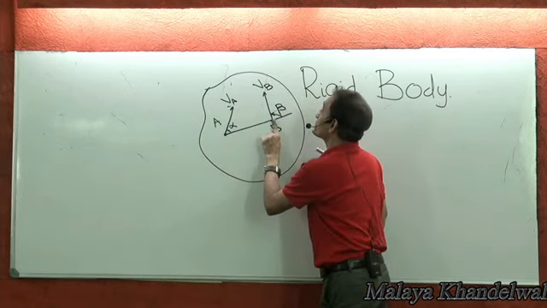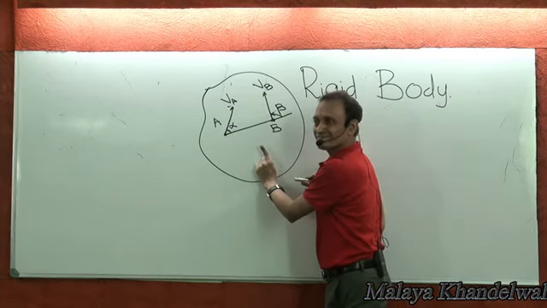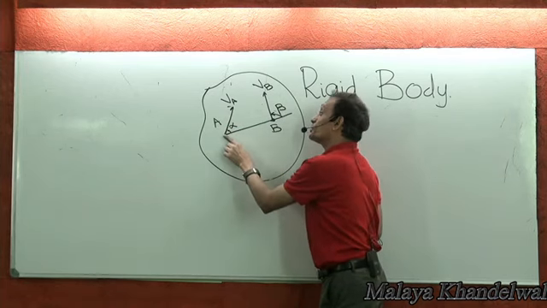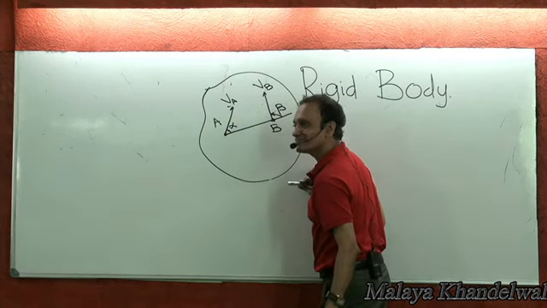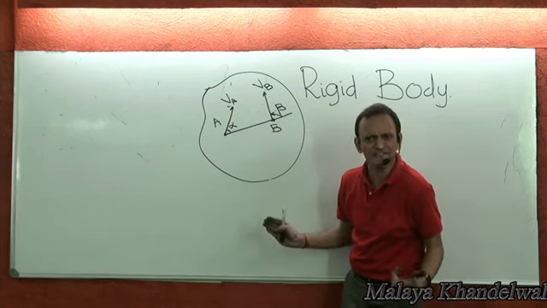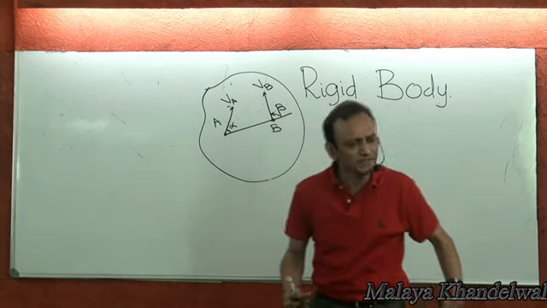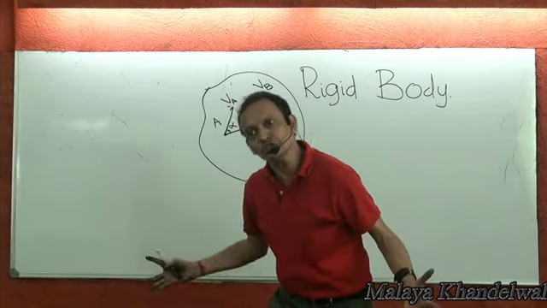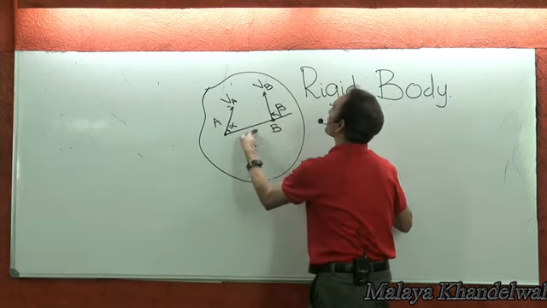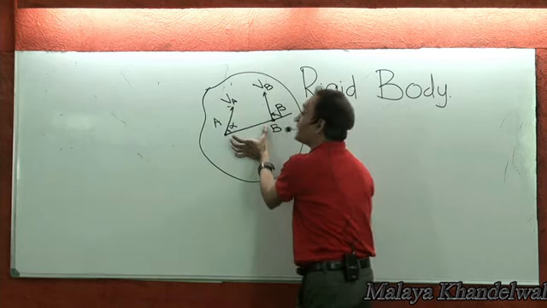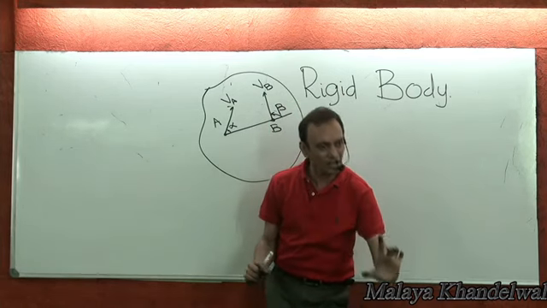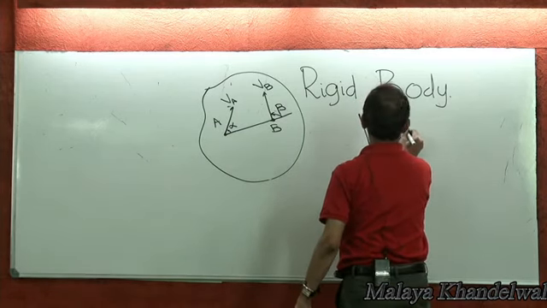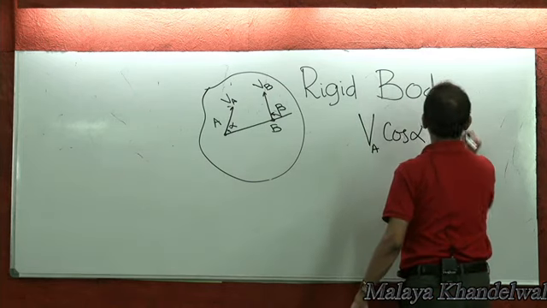Now, realize that the separation between A and B should not change with time. That means the relative velocity along AB must be 0. Then the relative separation will remain constant. What's the relative separation between A and B? AB. When would it remain constant? When relative velocity along the line joining them is 0. That means if the velocity of A in this direction is the same as velocity of B in this direction, then AB will remain constant. Yes or no? That means what we require is VA cos alpha equals VB cos beta.